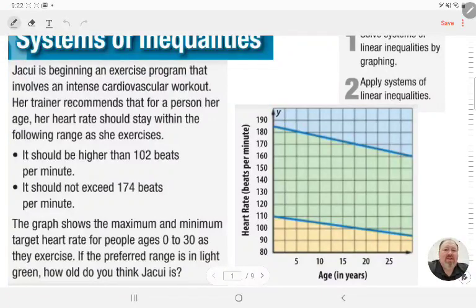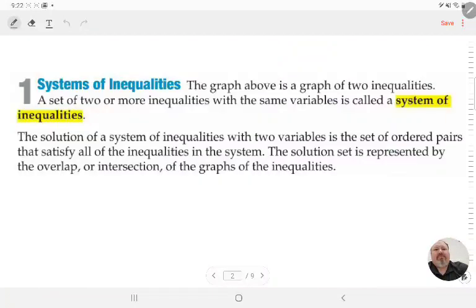Well, it should be no lower than 102 beats. So we can go here. 102 would be approximately right in here. And then it should not exceed 174. 174 would be about right here. So her age is probably about 15 years old. Okay? All right. So the graph that we just looked at is a graph of two inequalities.